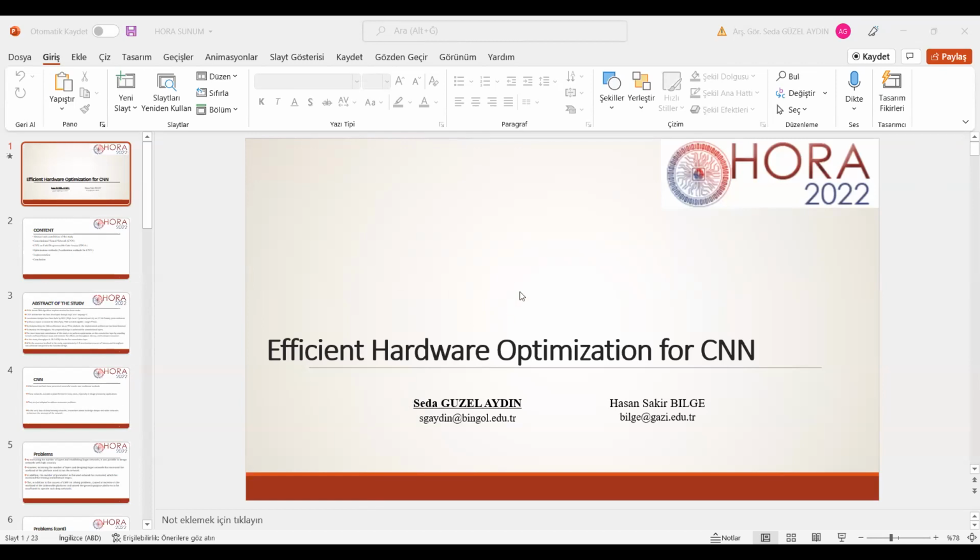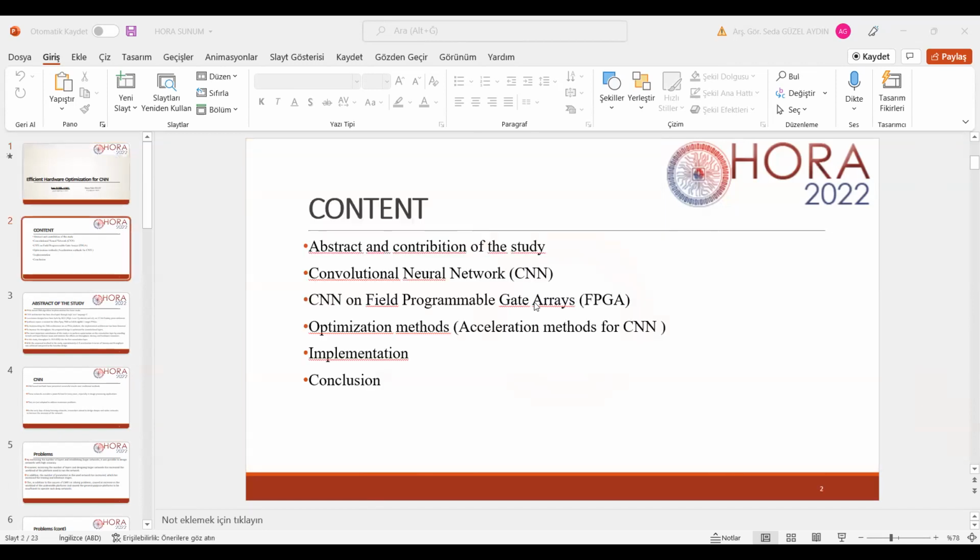I will talk about our paper. Our paper title is Efficient Hardware Optimization for Convolutional Neural Network. The content of my presentation is the abstract and contribution of our paper. I will talk about convolutional neural networks and convolutional neural networks on field programmable gate arrays, FPGAs. I will talk about some optimization methods for accelerating CNN implemented on FPGA. I will show our implementation, and then I'll conclude my presentation.